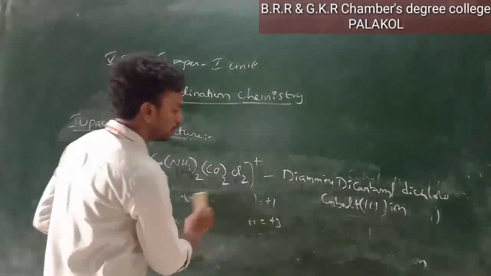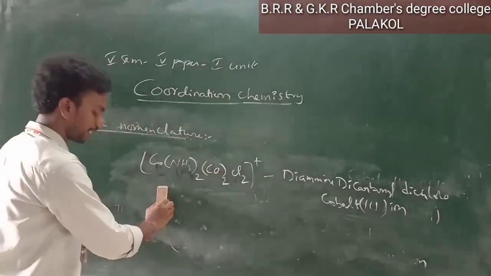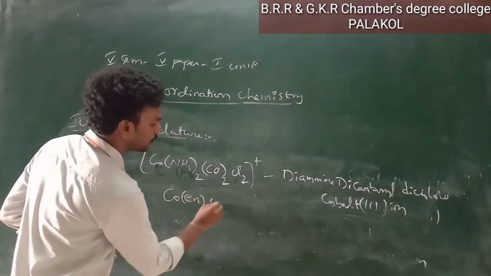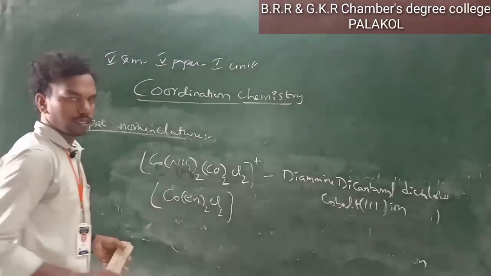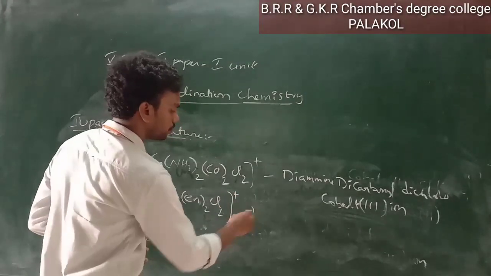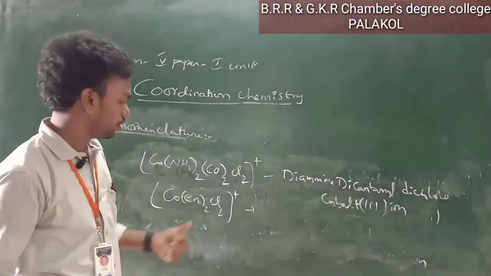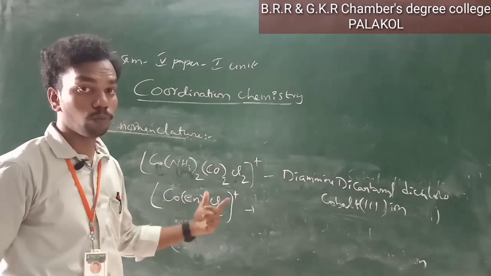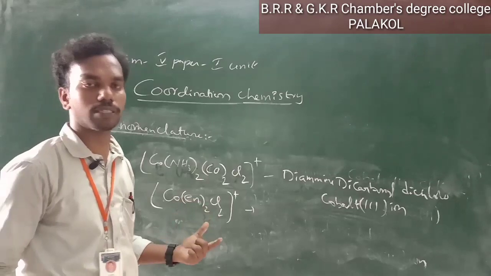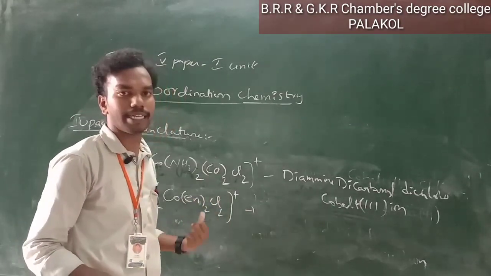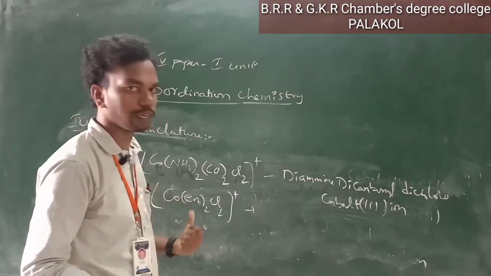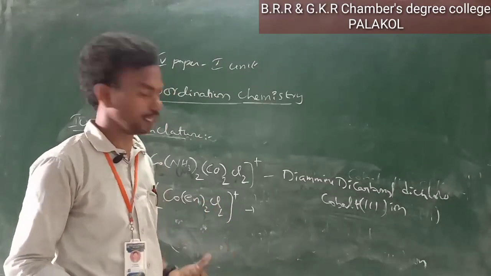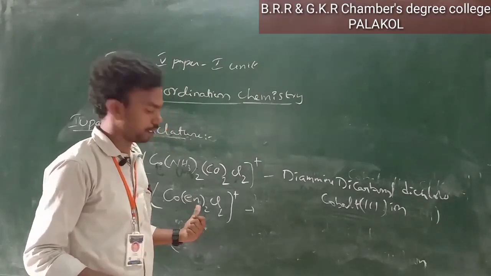If the complex has bidentate ligands, in that case, Co(en)2Cl2 plus. Name this complex. First, ethylene diamine. Here are two types of ligands. Chloride is a monodentate ligand which donates one lone pair of electrons to the central atom. Ethylene diamine is a bidentate ligand. For bidentate ligands, use the prefix bis if you are having two ligands. So bis ethylene diamine. Here it is dichloro.